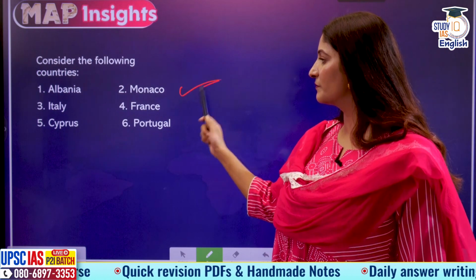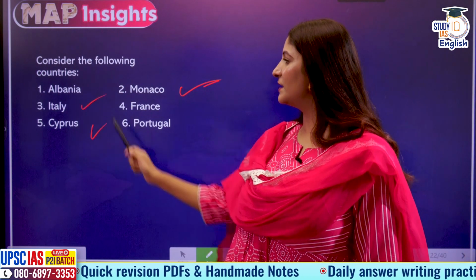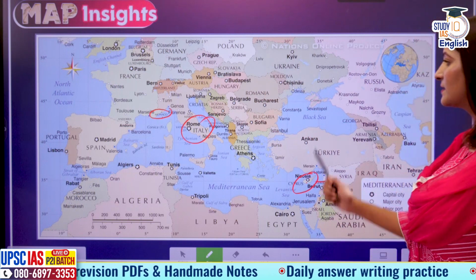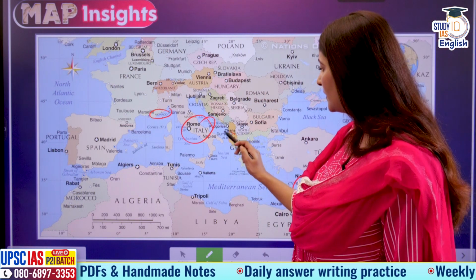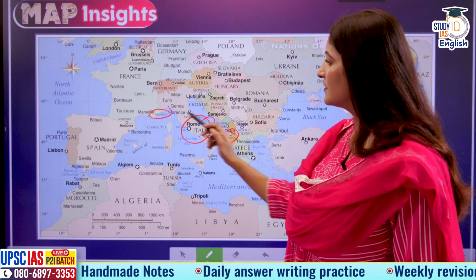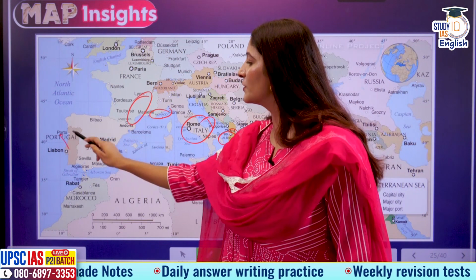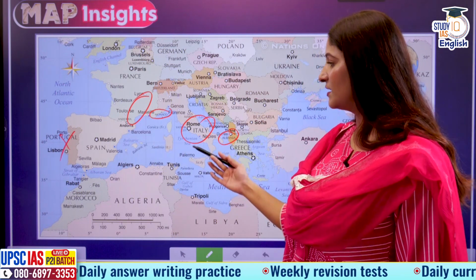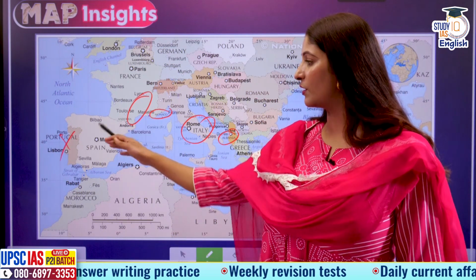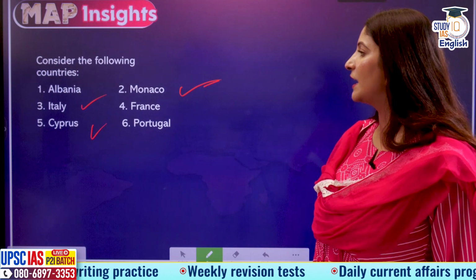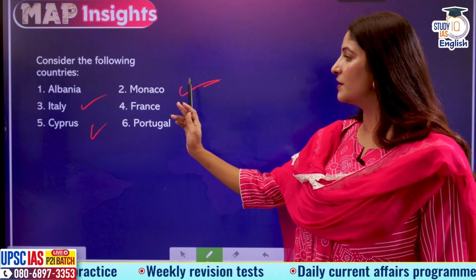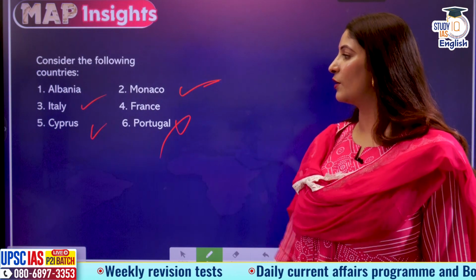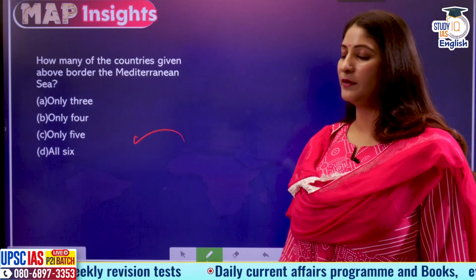Monaco is there, Cyprus is there, Italy is there, and even Albania is here. Albania is over here. Then France, but not Portugal. Here it ends. The Mediterranean Sea is shared by many countries, but not Portugal. Okay, so that makes the first, second, third, fourth, fifth to be correct, but not the sixth one. So only 5 will be the correct answer.